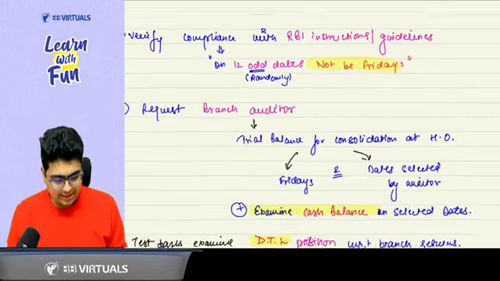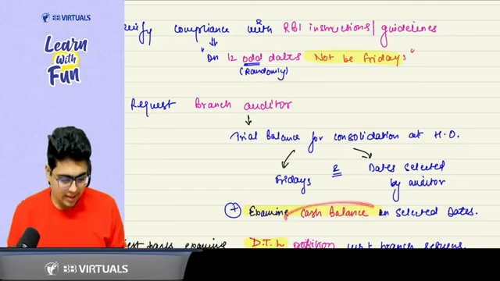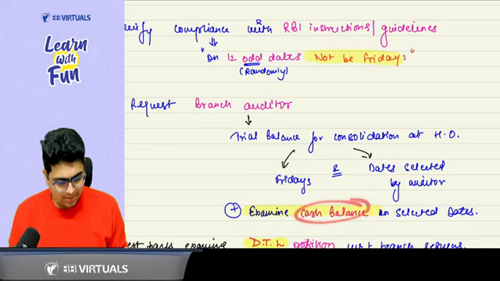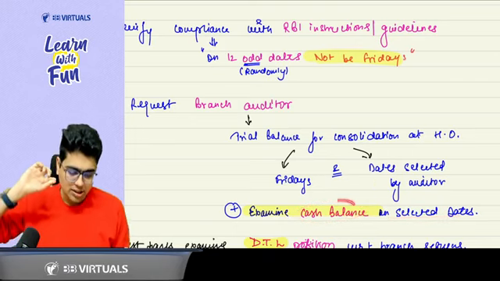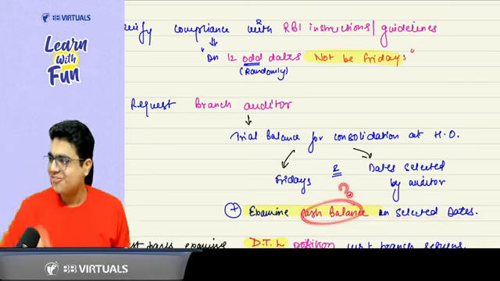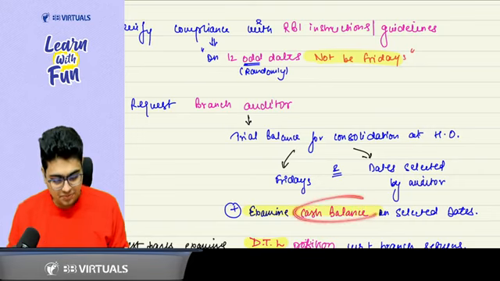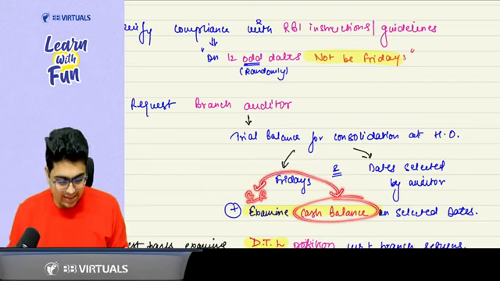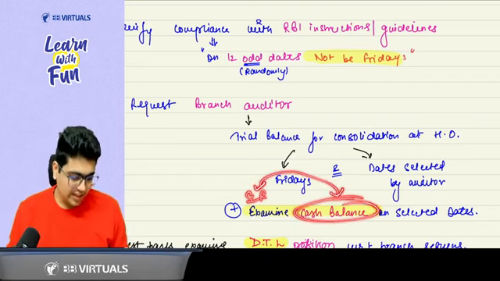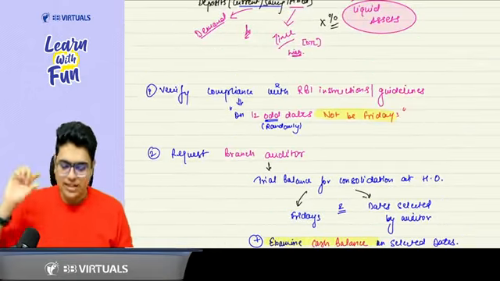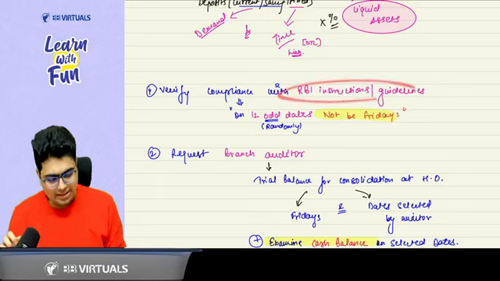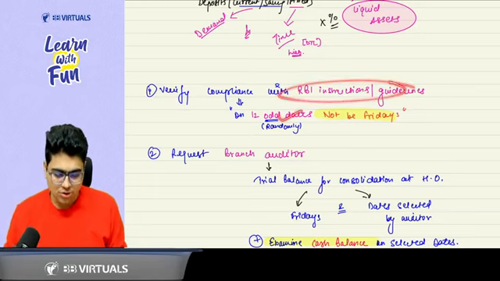On these dates that the auditor has selected, he will examine the cash balance. Now the question comes, why the cash balance? Arey Baba, you are checking the SLR, that is the liquidity ratio. And cash is the most liquid asset, so you need to check the cash balance on these dates. It's a very simple thing: RBI instructions and guidelines to be checked on 12 dates, which should not be Friday.